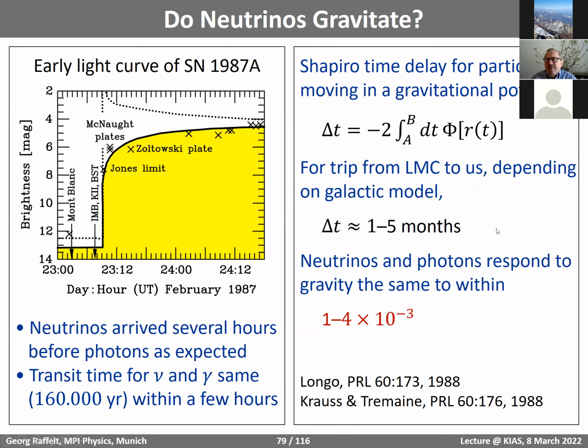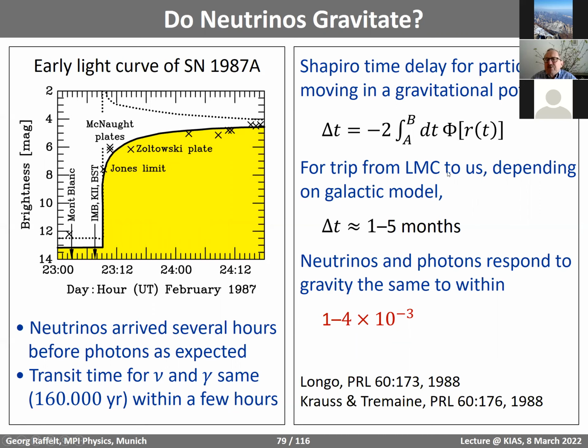So one interesting part of the physics result that was derived, which I always have liked, is the proof that neutrinos actually are subject to gravitation, even though nobody questions that probably. The idea here is that the neutrinos arrived several hours before the photons, as expected. So the visual light curve went up roughly like this. These are the observations, and the neutrinos were observed a few hours earlier. And so if the transit time for neutrinos and photons is approximately the same, which is 160,000 years, within a few hours, that means they must have propagated with the same speed to that precision.